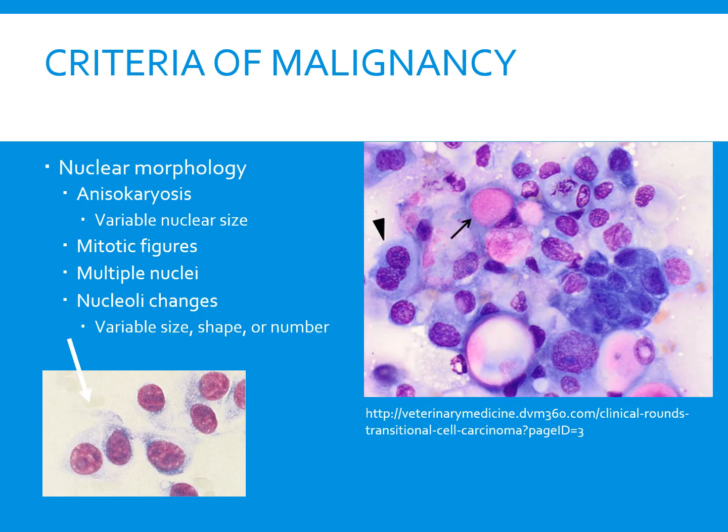Some other changes in the nucleus that may indicate a cancerous process include anisokaryosis, which is a variation in the nuclear size from cell to cell. So if the nucleus is small in some cells and large in others, if we're seeing mitotic figures within the cells, signs of mitosis, if we're seeing multiple nuclei in one cell, or if we see any nucleoli changes, like variable size, shape, or number. So if you're seeing any of these changes, at least 3 of them, this is most likely a mass that has been aspirated that is cancerous.